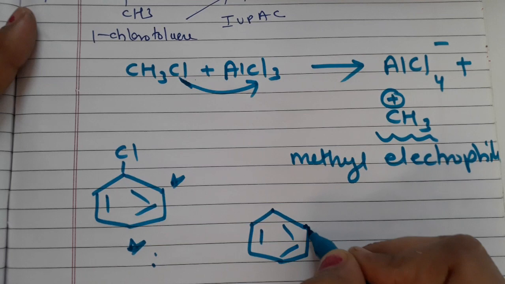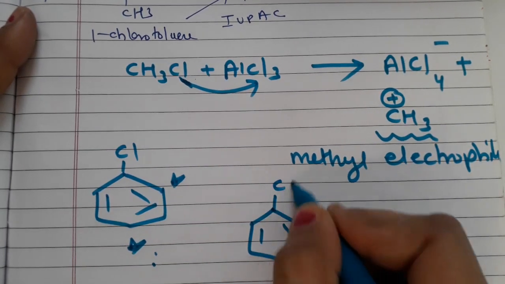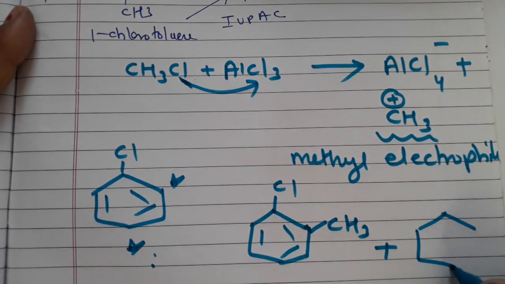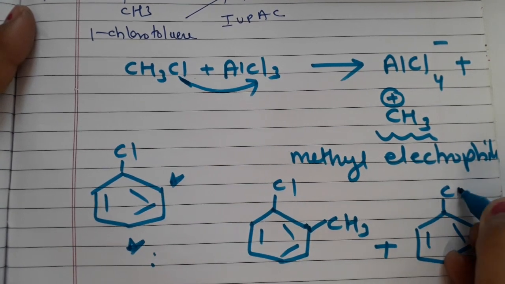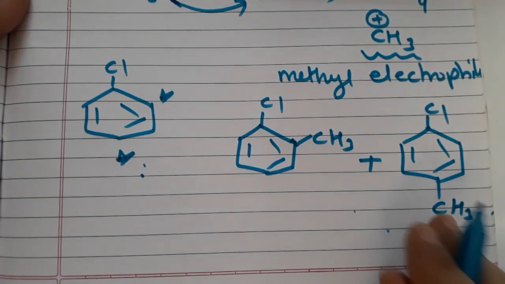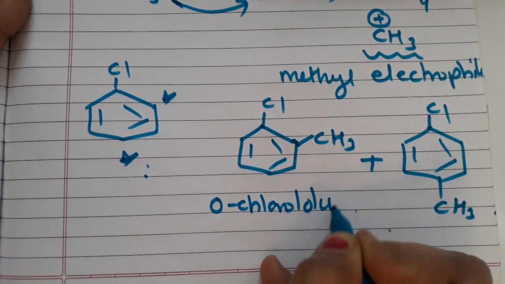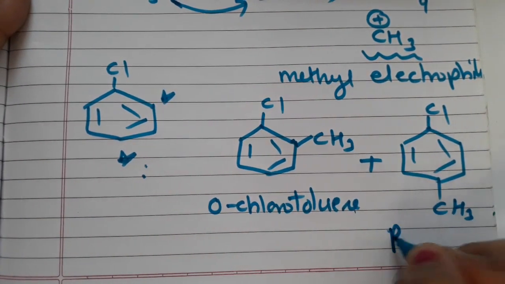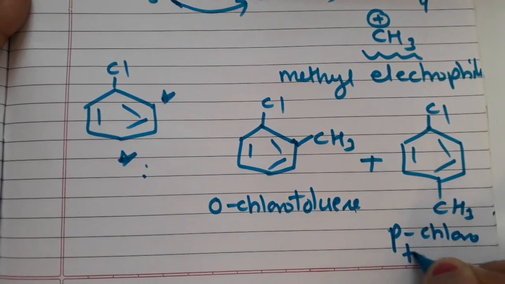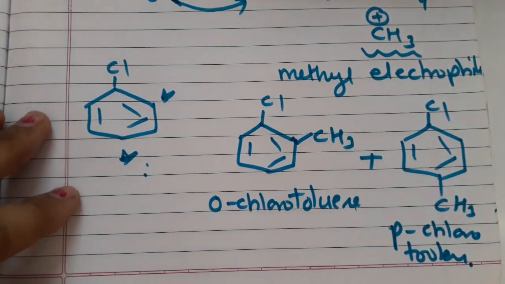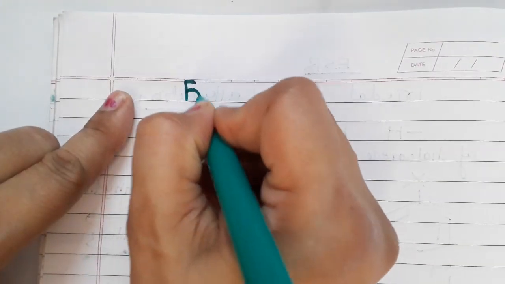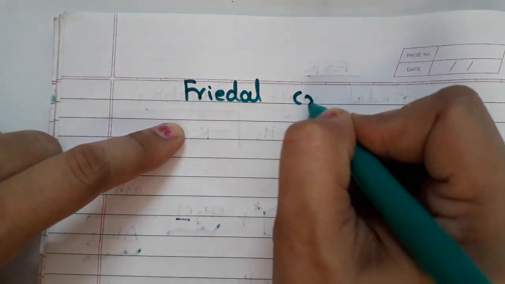We are getting orthochlorotoluene, or we are getting para. See, this is the orthochlorotoluene, or I'll write parachlorotoluene. Okay, now this reaction is done. We would carry forward with the next reaction, which is Friedel-Crafts acylation, students.